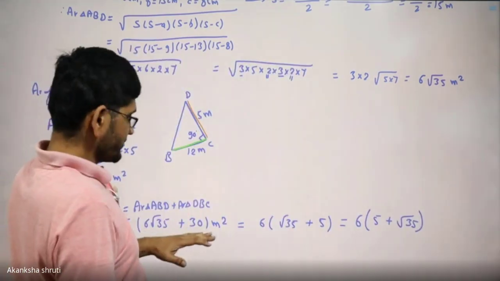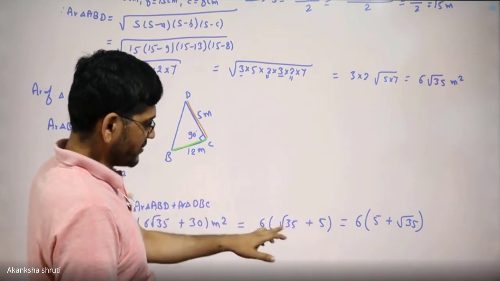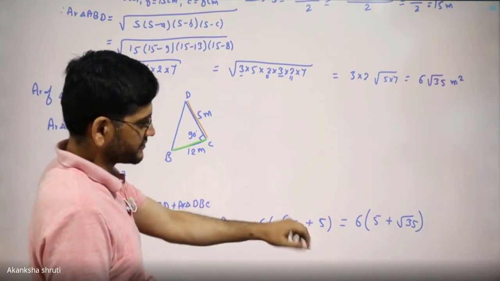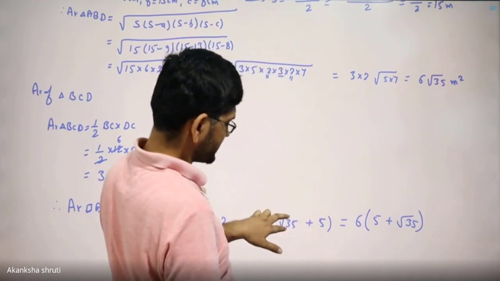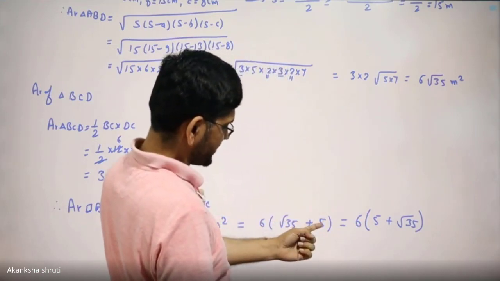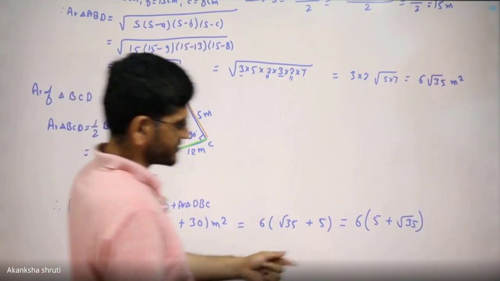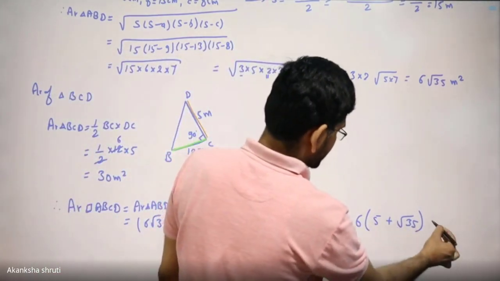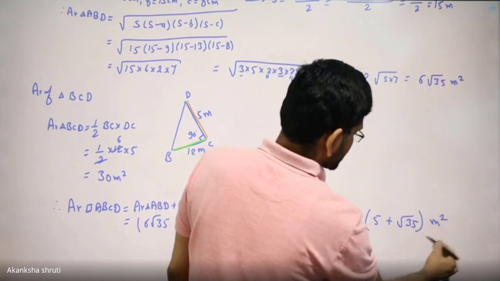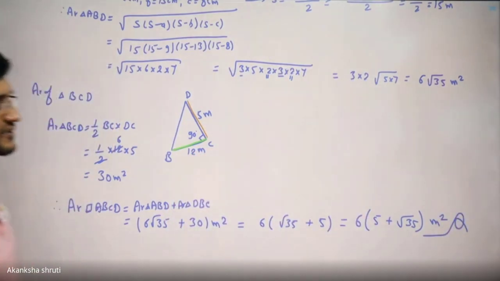Therefore, on simplification, we are getting 6 taken out, under root of 35 plus 5. This 5 cannot be added with this 35. Therefore, this rational number is written before this irrational number. So it becomes 6 bracket 5 plus under root of 35, this much meter square as the answer. The decimal value of this 35 can be taken. That can also be substituted.